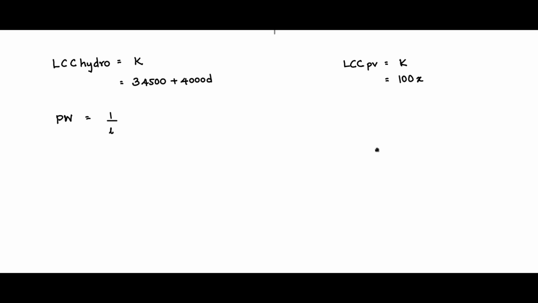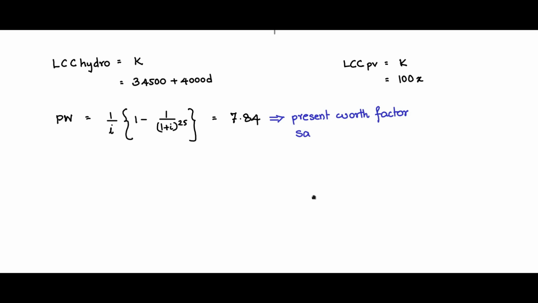X is in watts. The present worth is given by 1 by I, 1 minus 1 plus I to the power of 25. Now remember that we are again taking inflation as 0. One can as well take the inflation values from market forces and apply the formula which contains inflation. So you can find the present worth. We have discussed that. So this is 7.84 for the interest rate given, and this is the present worth factor, same for both the systems.